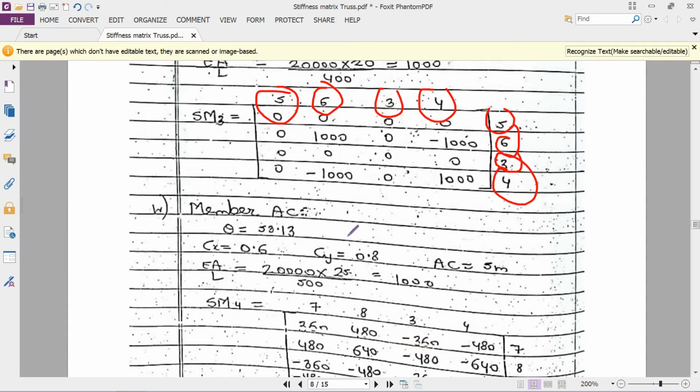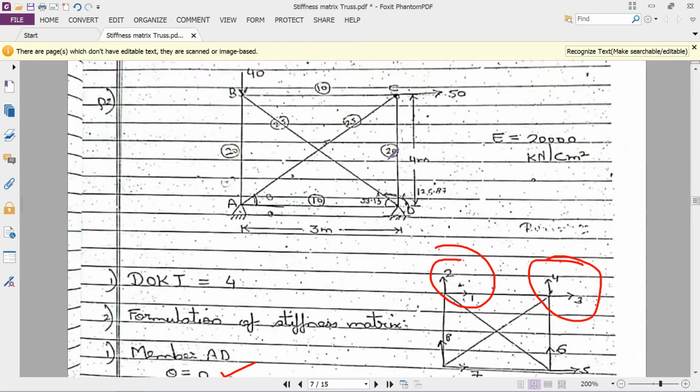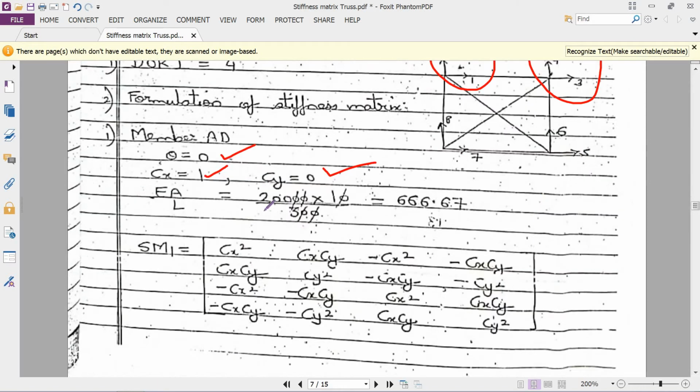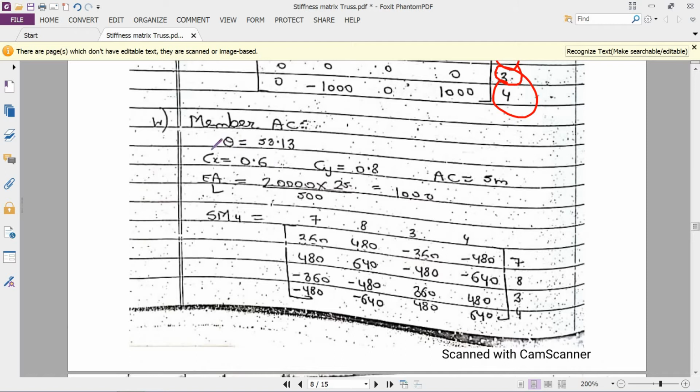Yes, the angle for AC is 53.13. If it is not given, then by geometry we can calculate the angle for AC. It is 53.13. Then put the value of theta, 53.13, in cos.